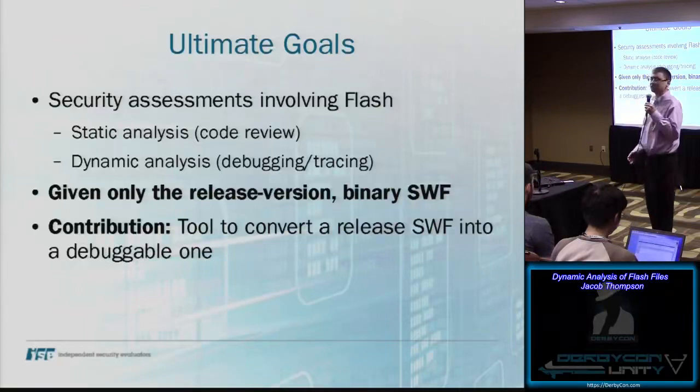There will be some challenges that come up later on trying to do this dynamic analysis on a release version. And our ultimate goal, the perfect, would be to take a release file and turn it back into debuggable. Obviously, there's information lost, like comments, but that would be our ultimate goal, is to be able to do all the types of steps we could do on a debug version, but on a release version. And some ways that Flash is implemented make that harder than you would expect.